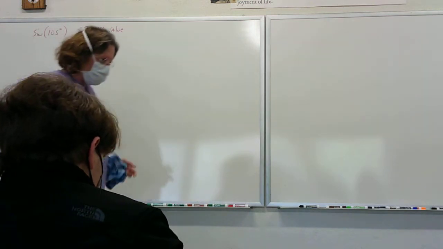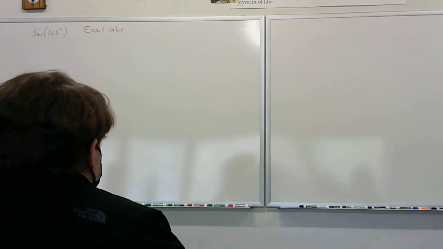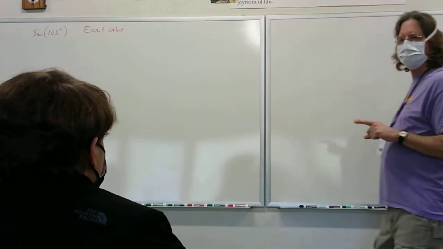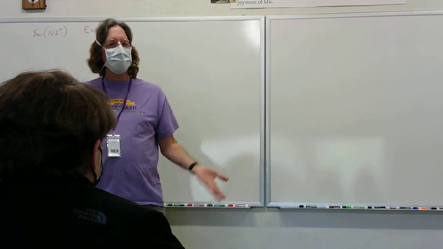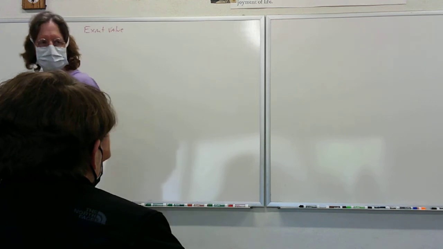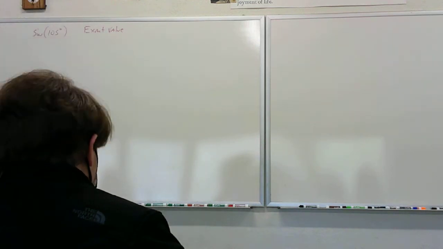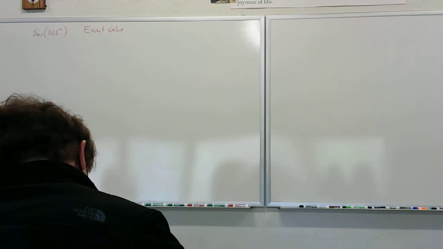Well, what you have to do is find two angles on your unit circle that will add up to 105 or subtract and get 105. So what would you do? Look at your unit circle and tell me what would you add together to get 105? And there's several answers you could use.